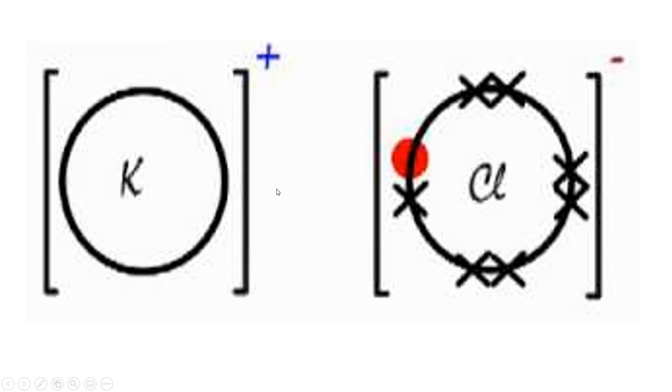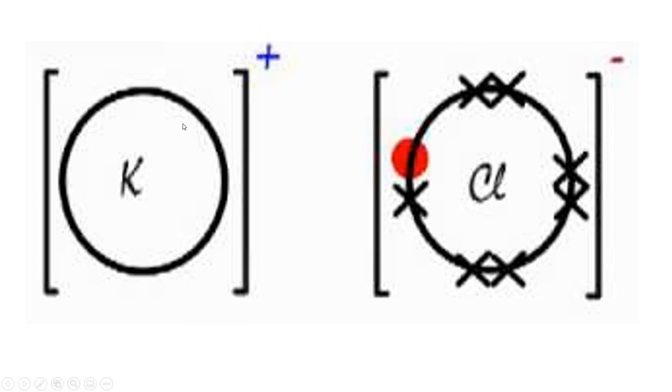So we show the outer shell of potassium empty because it's given its electron to chlorine, and we represent that electron as a dot to show that it's different from all the other electrons because it's come from potassium. It's not different in any other way. Obviously all electrons are exactly the same, but we draw it as a dot to show that it's come from potassium. Then we've got 7 crosses, which are the electrons in chlorine's outer shell to begin with.